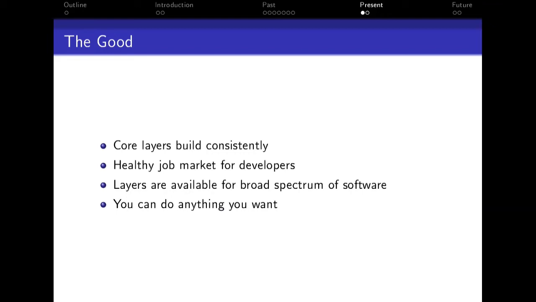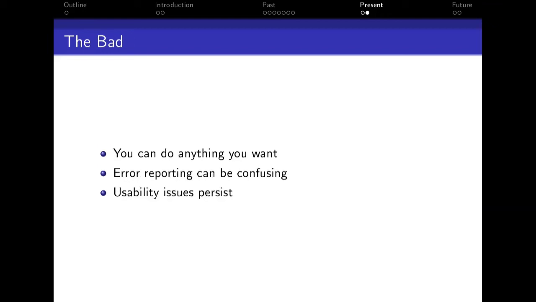So basically you can do anything you want. And walking around this room, talking to people about their experiences getting jobs in this field, they've found out that people can do anything they want. So the bad: you can do anything you want.